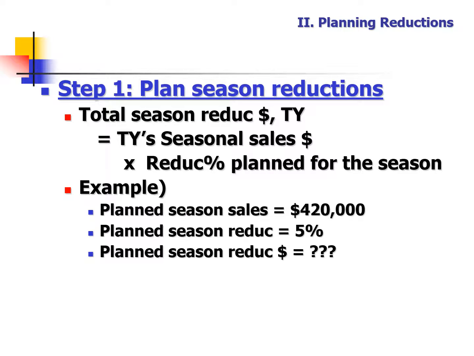So for example, in the example that we have been working on from the previous slides, the planned seasonal sales for this year were to be like $420,000. And what if we have planned the seasonal reductions are going to be 5% of the seasonal sales? Then what will be the seasonal reductions dollar that we have to plan for this year? Right, so that would be $420,000 sales times 5%, right? That would be $21,000. So that $21,000 are planned as reductions for the entire season of this year.